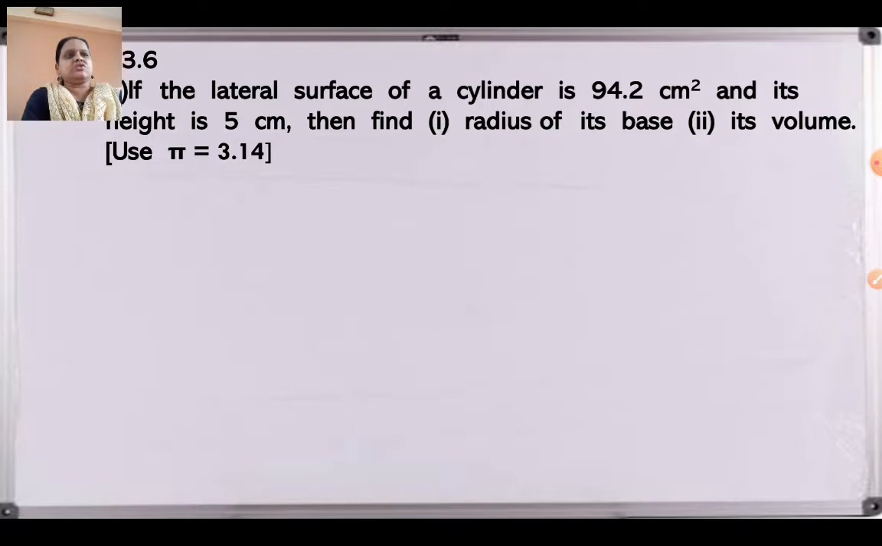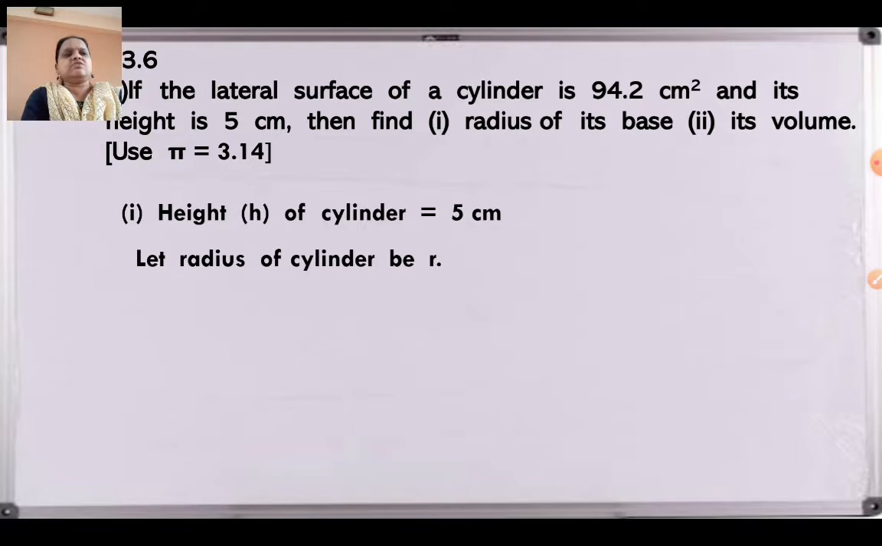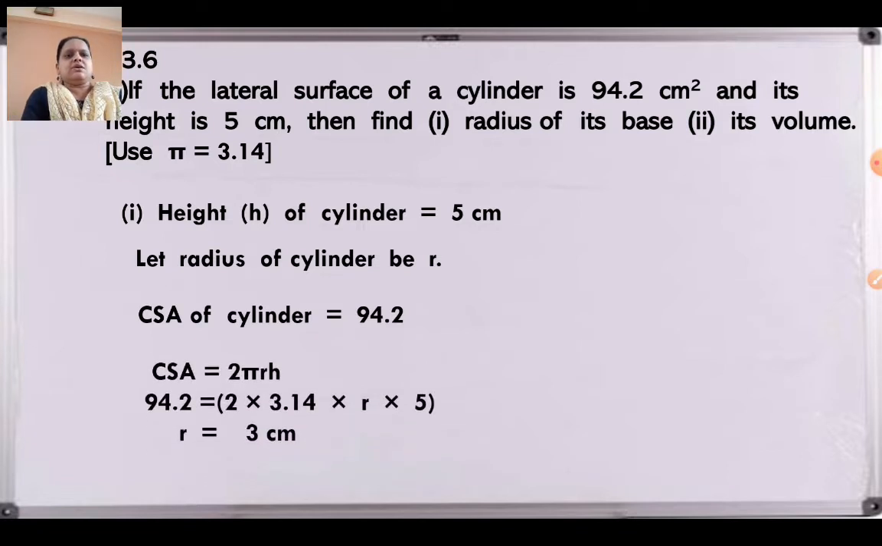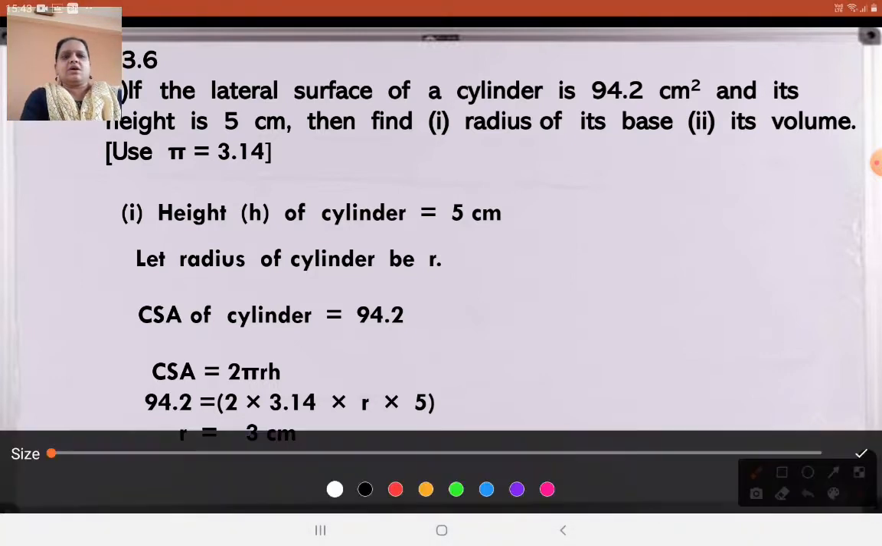So let us start with the solution. Now what is given? Height equal to 5 centimeter. Then we will consider the radius of the cylinder to be r. Then the curved surface area of the cylinder is equal to 94.2 centimeter square, which is already given. Let us see how to find the radius. Now the curved surface area equal to 2 pi r h. Correct? So just substitute.